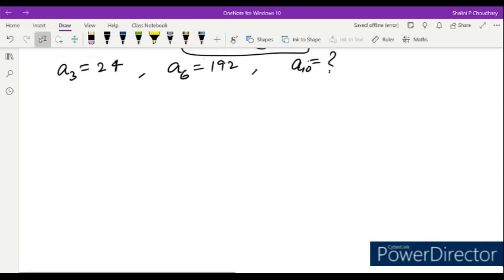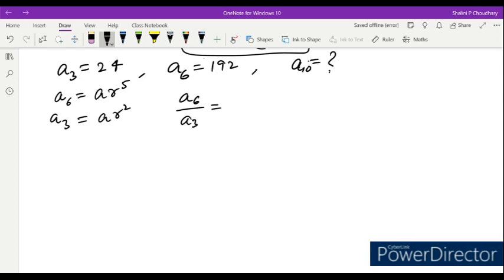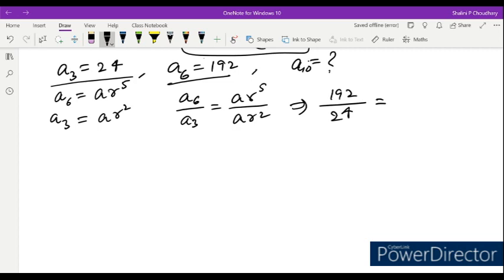Now see, a6 can be written as ar to the power 5, because the nth term is ar^(n-1). Similarly, a3 can be written as ar square. Then a6 upon a3 will be ar to the power 5 upon ar square. Now as we know that a6 is 192 and a3 is 24, and a cancels, so we get r to the power 3.